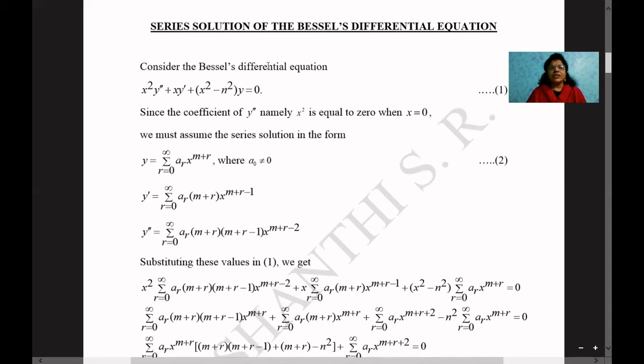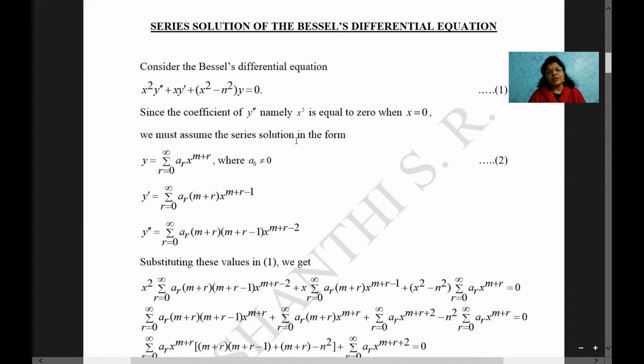Consider the Bessel differential equation x square y double dash plus x into y dash plus x square minus n square of y equal to 0. This is the general Bessel differential equation. What is the coefficient of y double dash here? It is x square, and the value of x square will be equal to 0 when x is equal to 0, correct? So what will you do? The type 2 solution we have to choose.